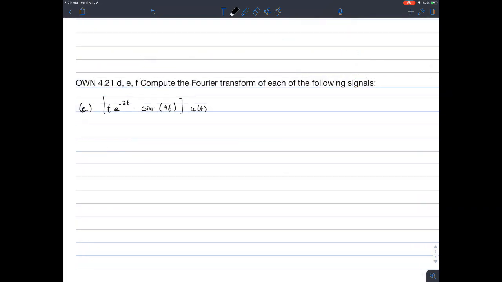All right, so our next question comes from 4.21e. Compute the Fourier transform of the following signal. So x of t is given to us by this. All right, and when you're computing a Fourier transform, we know that we need to find x of j omega, which is equal to the integral over the domain of x of t times e to the negative j omega t with respect to t.